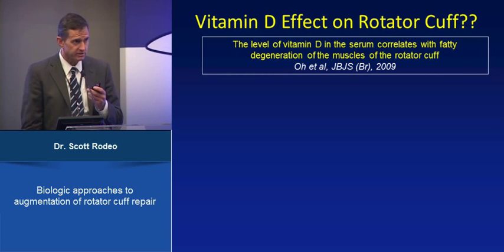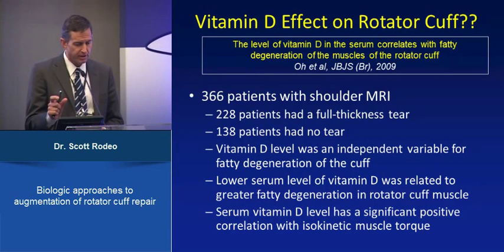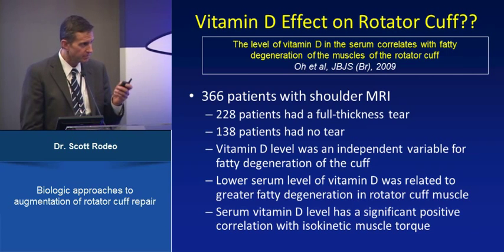Well, vitamin D does seem to have some role. A nice study published several years ago looked at 366 patients with a shoulder MRI. 228 of these patients had a full-thickness tear. 138 had no tear. They looked at these patients, and the vitamin D level was an independent variable for fatty degeneration of the rotator cuff. In fact, they found lower serum levels of vitamin D were related to greater fatty degeneration in the rotator cuff. And serum vitamin D level had a significant positive correlation with muscle torque. So vitamin D may have some role here in tendon and muscle biology.